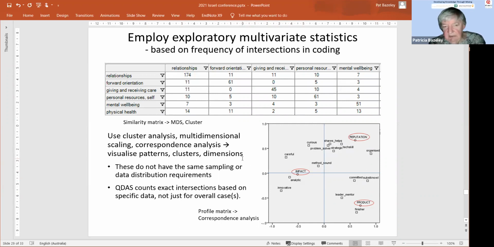You don't necessarily need normalized data. You don't need to have a random probability-based sample in order to be able to do that.